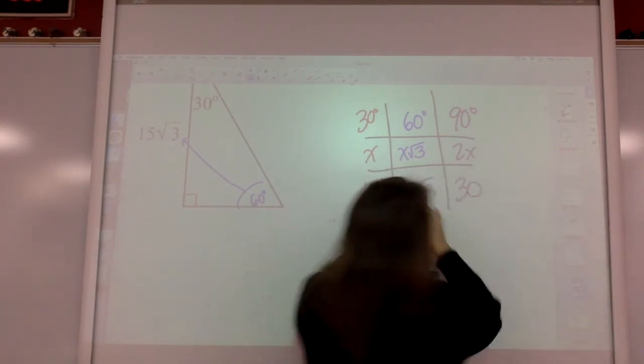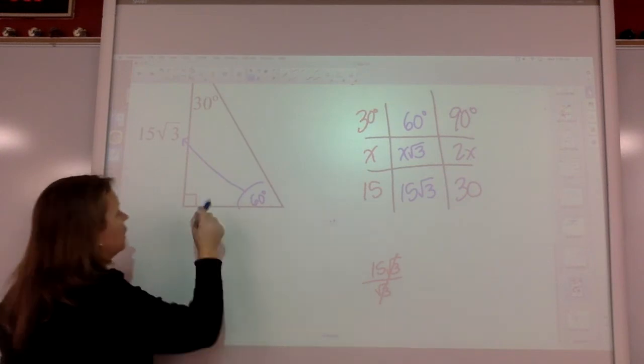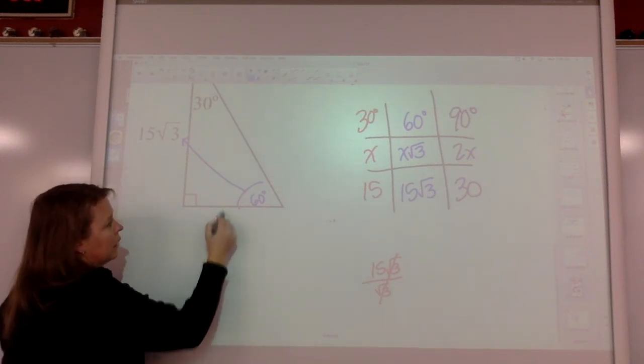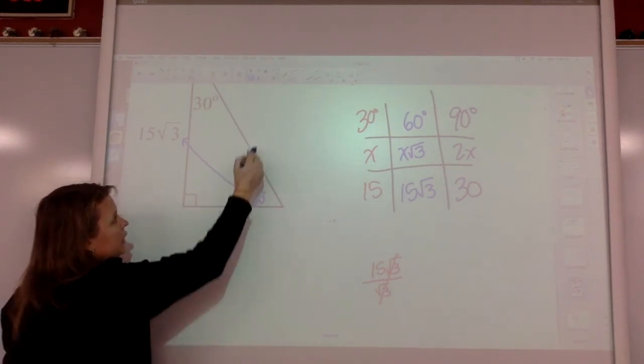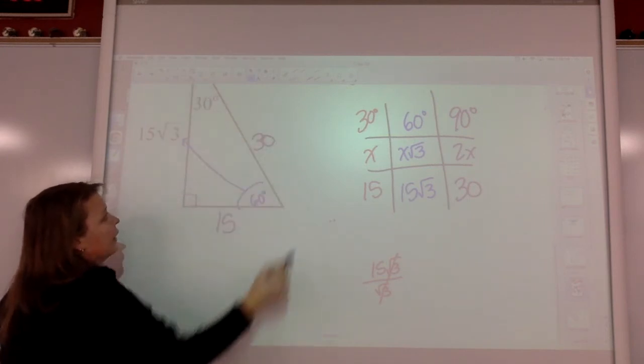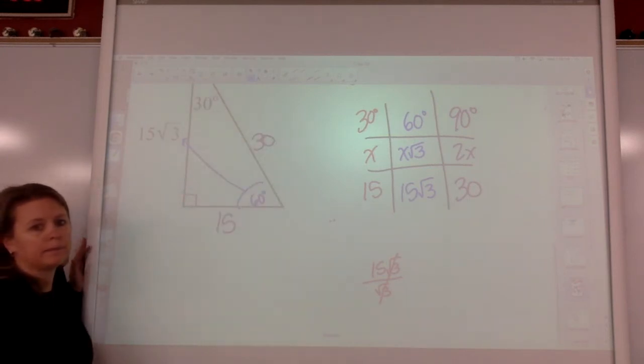Now just make sure you transfer this from here directly over here, that you know the short side is 15, the long side, the diagonal side, the hypotenuse is 30.